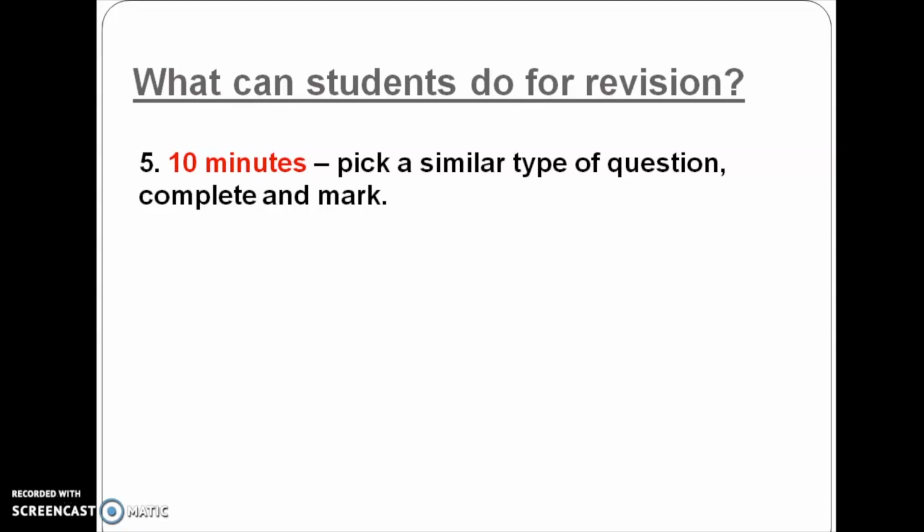So, for example, if I initially got greenhouse gases wrong, I went through the notes and I thought, right, let me have another go at this. So I'm going to pick a similar type of question on global warming, especially in relation to greenhouse gases, and I have another go at it. And this is a really good way to recall the information. And you also get to see whether you've made improvements on your areas of weaknesses.